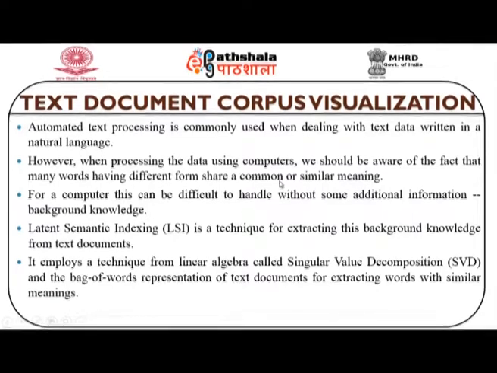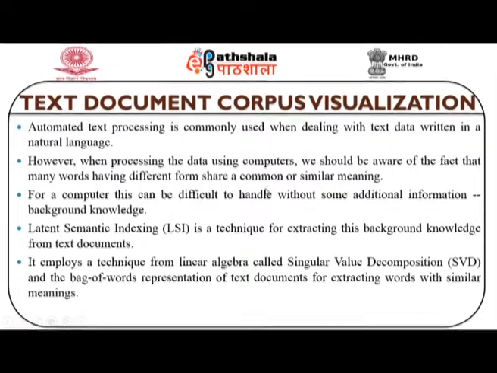So if you look at the text document, or the document as a whole, which is called corpus visualization, automated text processing is commonly used when dealing with text data written in a natural language. However, when processing the data using computers, we should be aware that many words having different forms share a common or similar meaning. For a computer, this may be difficult to handle without some additional information, that is, background knowledge.